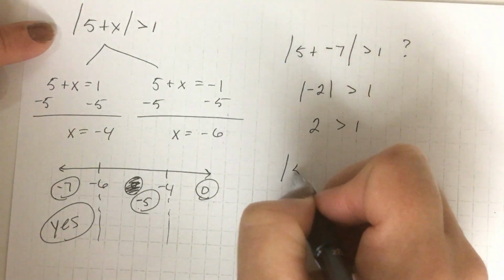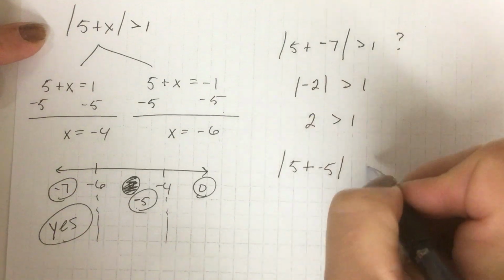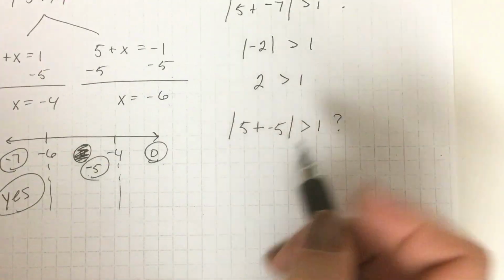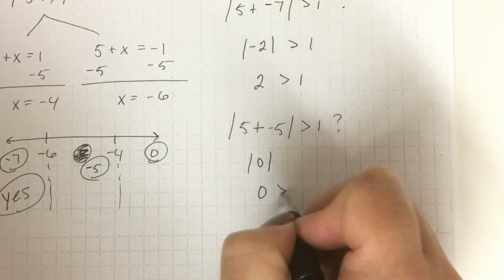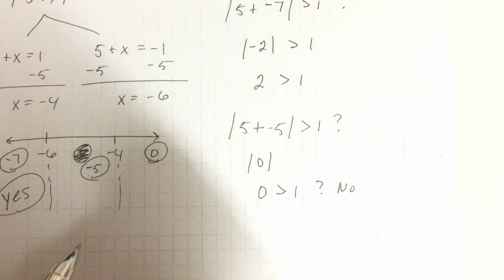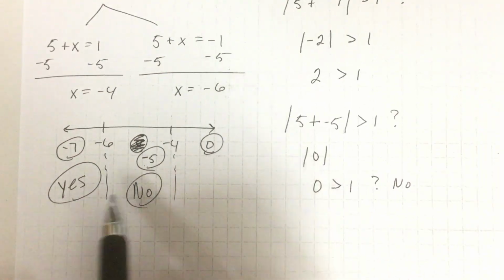Now I'm going to try negative 5. So my problem is the absolute value of 5 plus x, and I'm going to plug negative 5 in for x, and I want to know if it's greater than 1. Well, 5 plus negative 5 is 0. And the absolute value of 0 is 0. Is 0 greater than 1? No, it is not. So negative 5 is a no, or that whole section is a no.